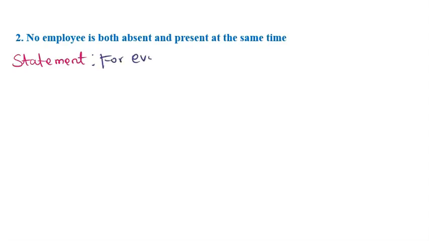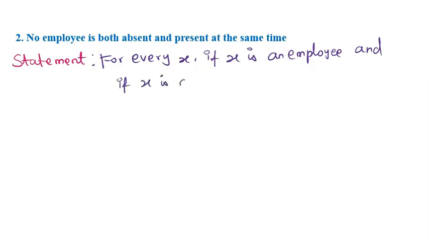For every x, if x is an employee and if x is absent, then x is not present. This is the conversion.